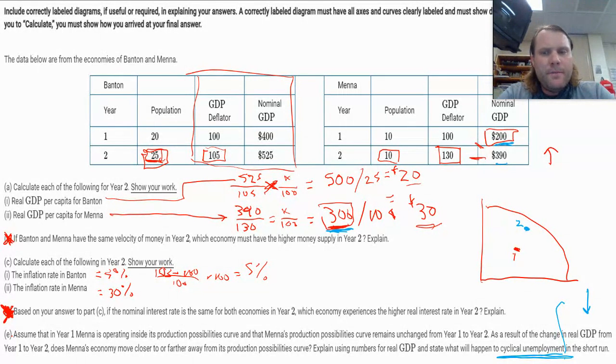Okay, so last thing here is assume that year 1 MENA is operating inside its production possibilities curve. And our curve remains unchanged. So we have our production possibilities curve. This is what it looks like. Remember, we don't even have to label necessarily a graph. As a result of change in the real GDP, we're producing more stuff. That means that we need more people to be working. That means we're using resources more efficiently. It's asking you, and again, we can put year 1 anywhere that we want in here.